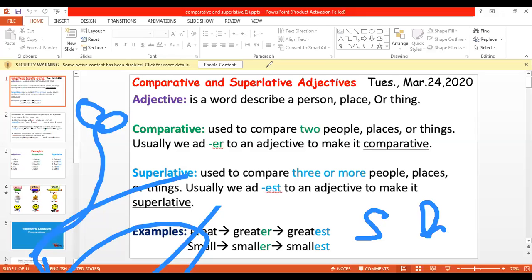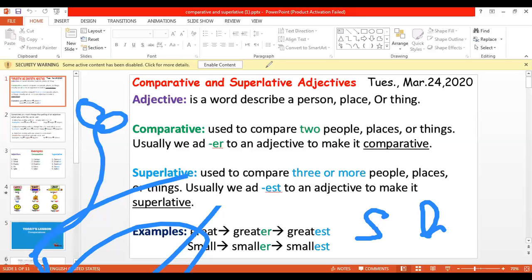I cannot say, I am the taller in the class than the others. No, I am the tallest student in the class. The desert is the hottest place on earth, for example. So here the key word for superlative is the. In the comparative we have than, and in the superlative we have the.